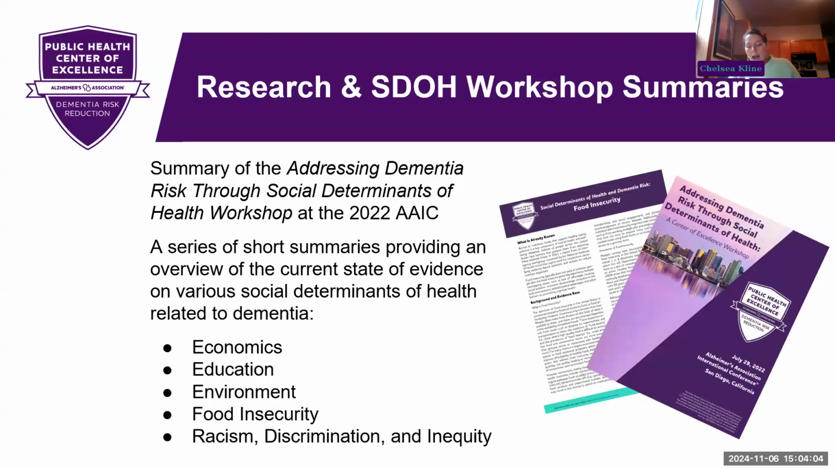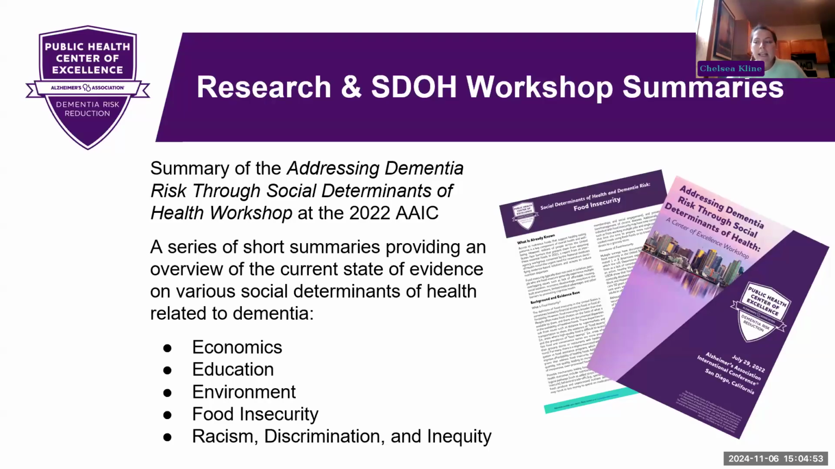As a first step in doing this, our partners at Wake Forest University School of Medicine helped us convene an expert roundtable of researchers who have expertise in the fields of social determinants of health related to dementia risk. And as a part of this, we then held a social determinants of health workshop at the 2022 Alzheimer's Association International Conference, or AAIC. During this workshop, we had our expert researchers talk about what that evidence base is, what the science looks like, to tell us about the associations between social determinants of health and dementia risk.